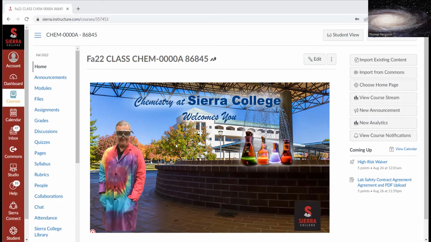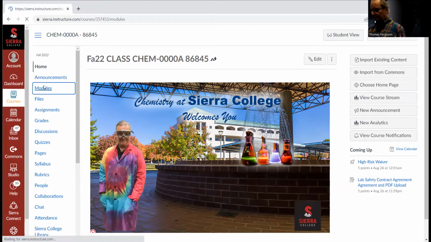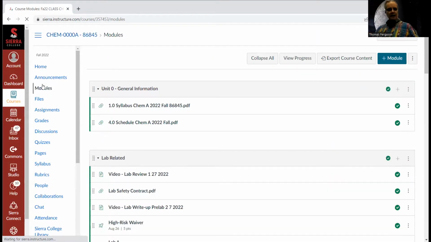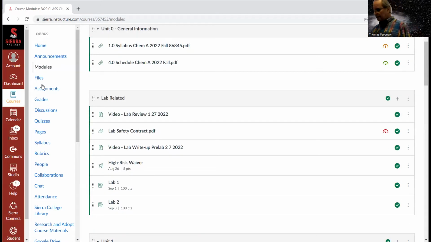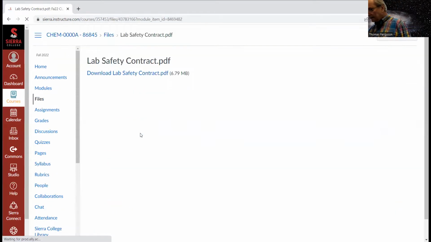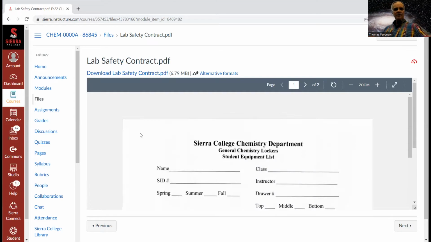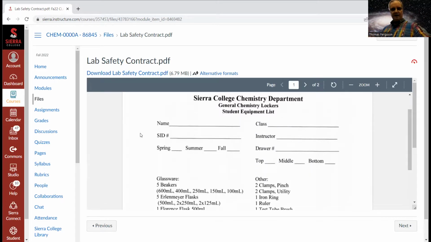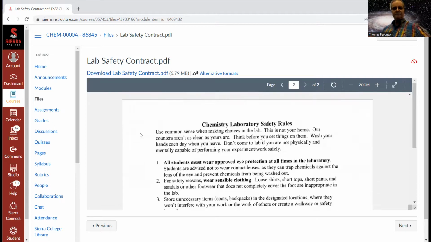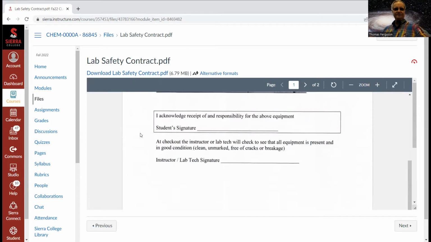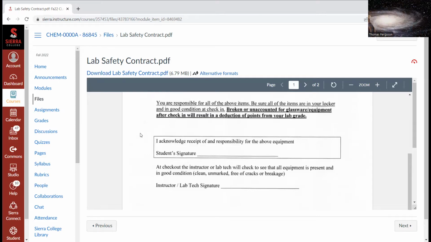And when you click on modules, and when you go down to lab safety contract, basically what you're going to be doing is filling this out and agreeing to it. It's very common sense rules. And you're going to practice creating a PDF from this after you sign it and then uploading it. When you click on the assignment, it'll prompt you for a file.